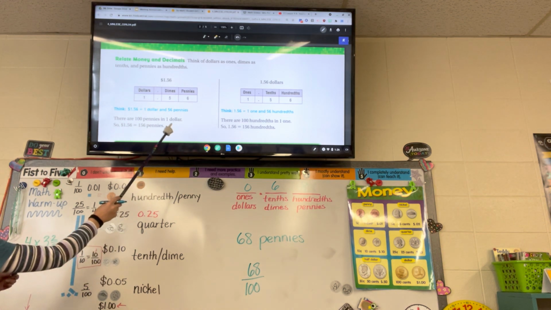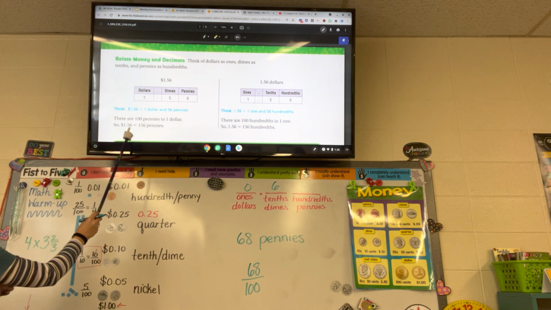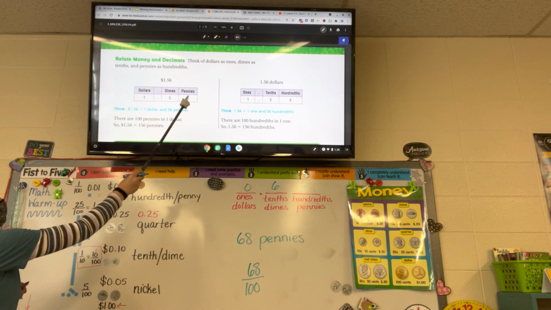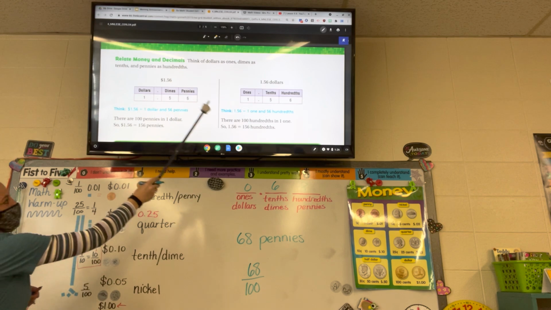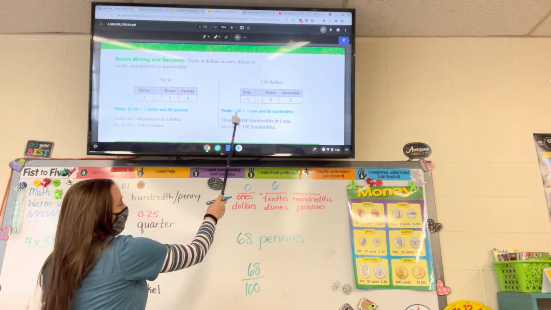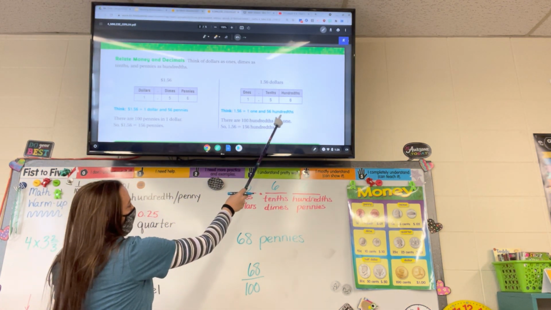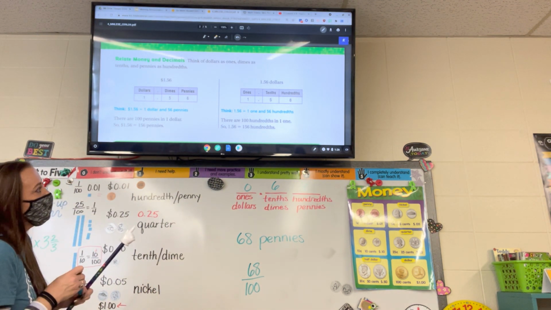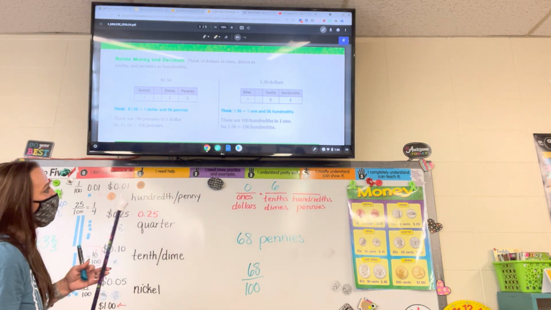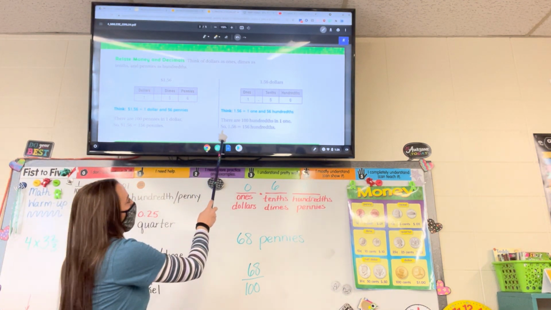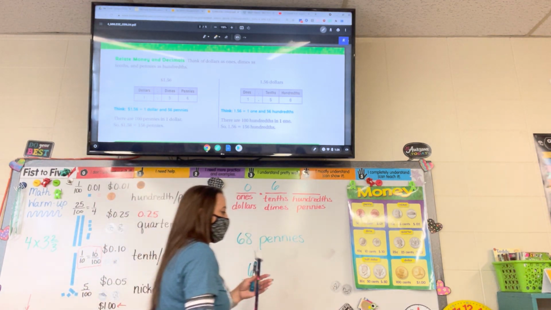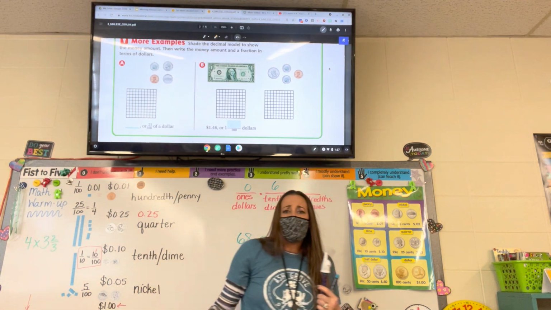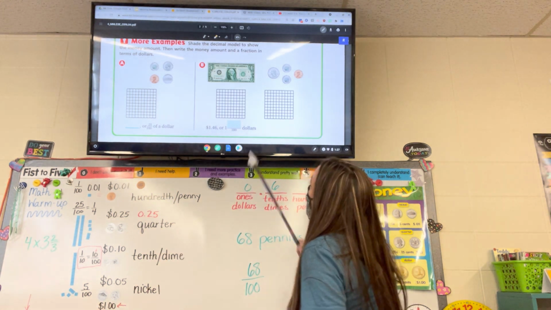There are 100 pennies in a dollar, so $1.56 is 156 pennies. Or $1.56 is 1 and 56 hundredths. So there are 100 hundredths in 1. So 1 and 56 hundredths is the same as 156 hundredths. That's a little confusing, but I promise what we're doing today is not too bad.